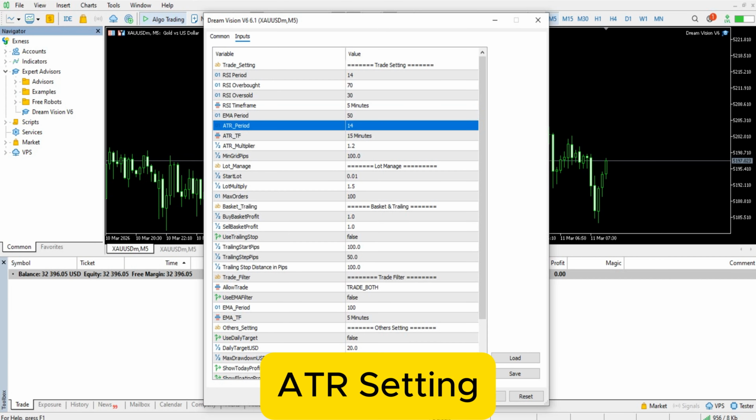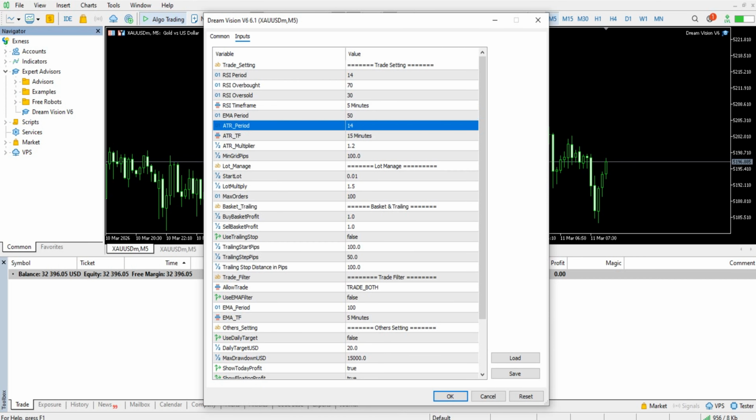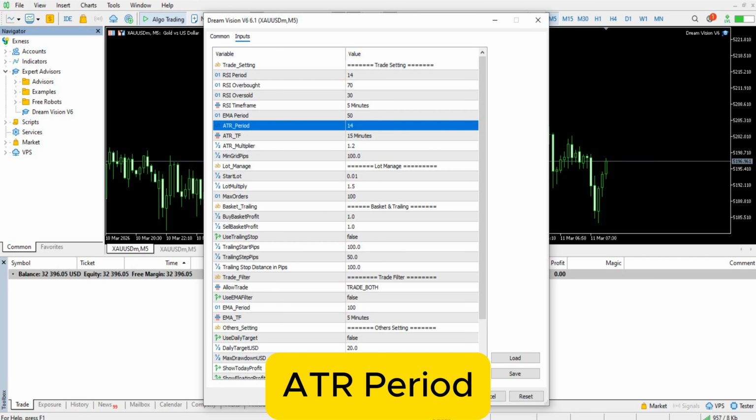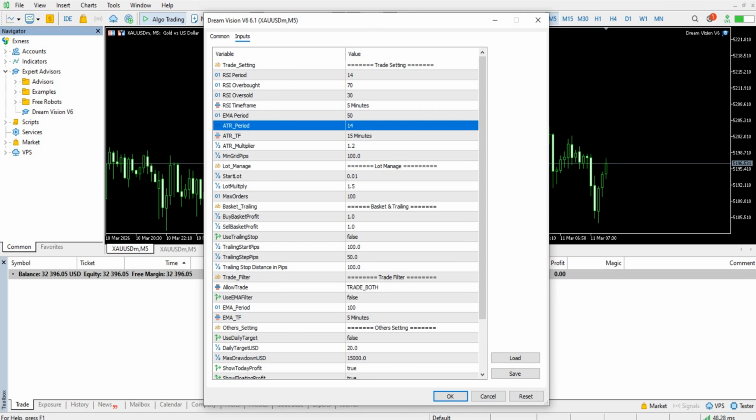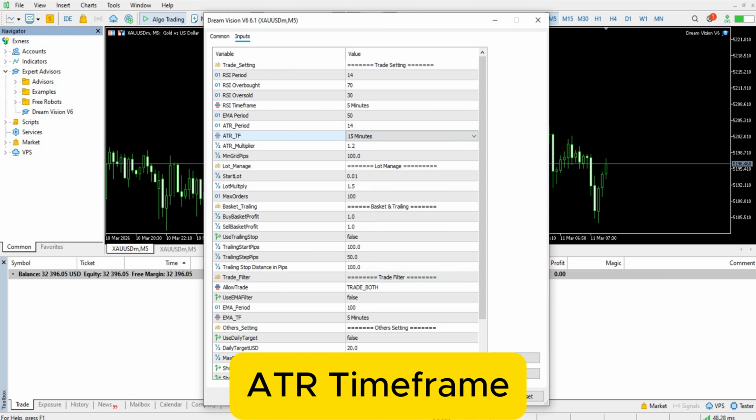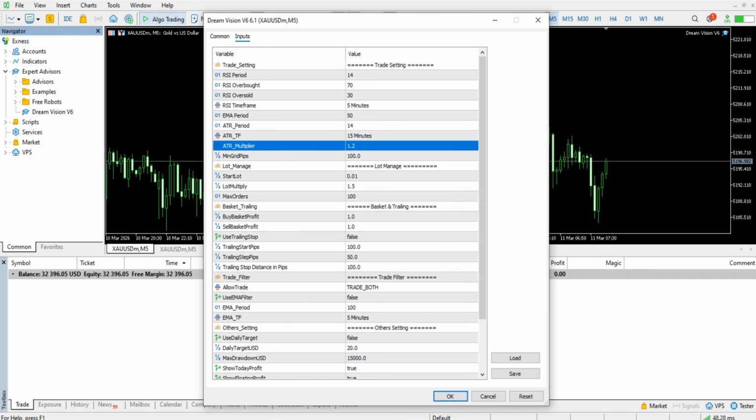ATR settings. Next, we move to the ATR settings. ATR stands for Average True Range. It measures the volatility of the market. ATR period. This determines how many candles are used to calculate market volatility. ATR timeframe. This setting allows you to choose the timeframe used for volatility analysis.